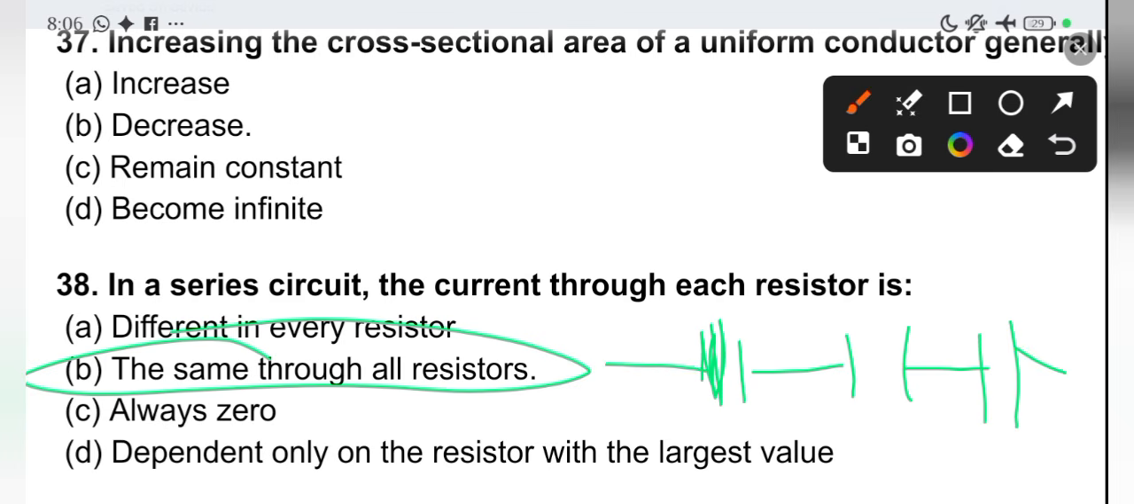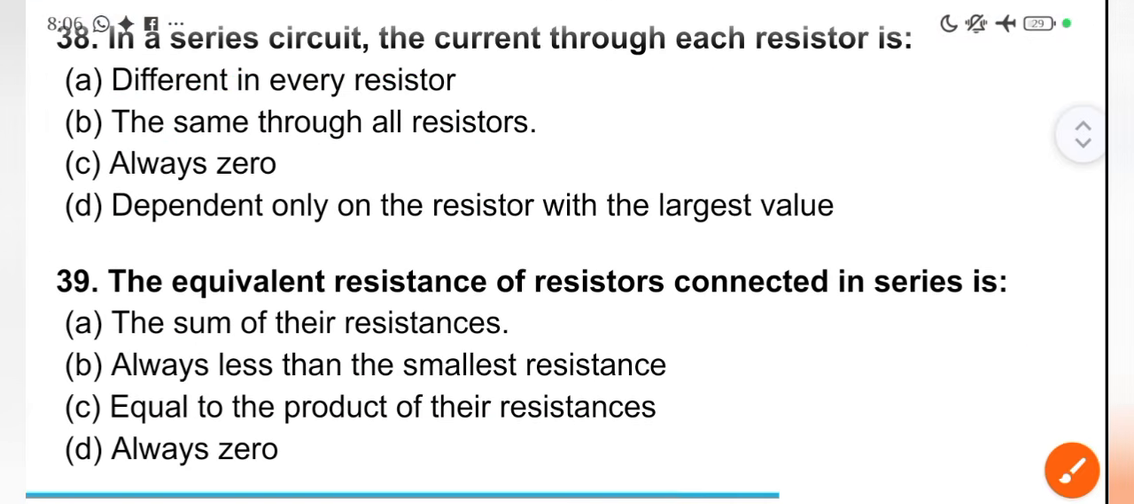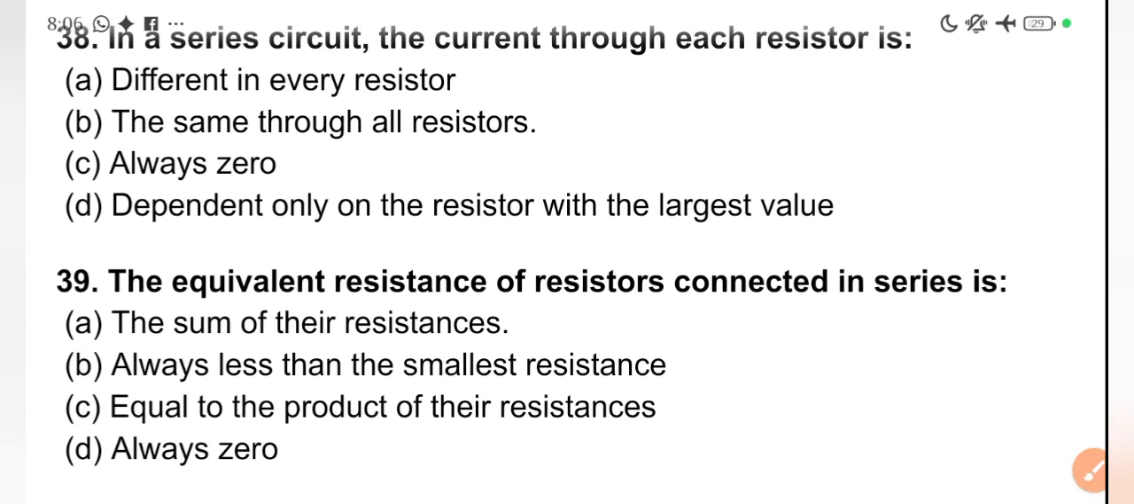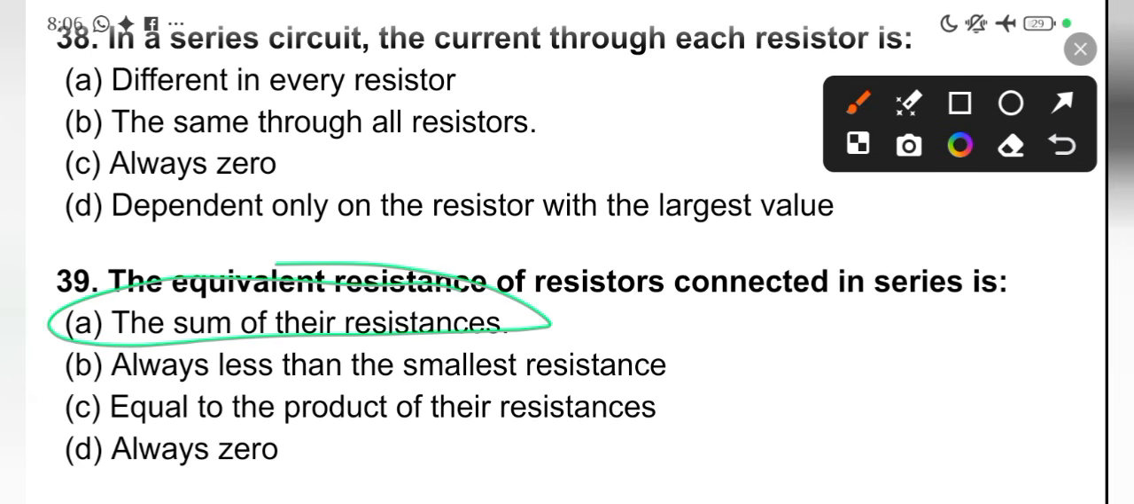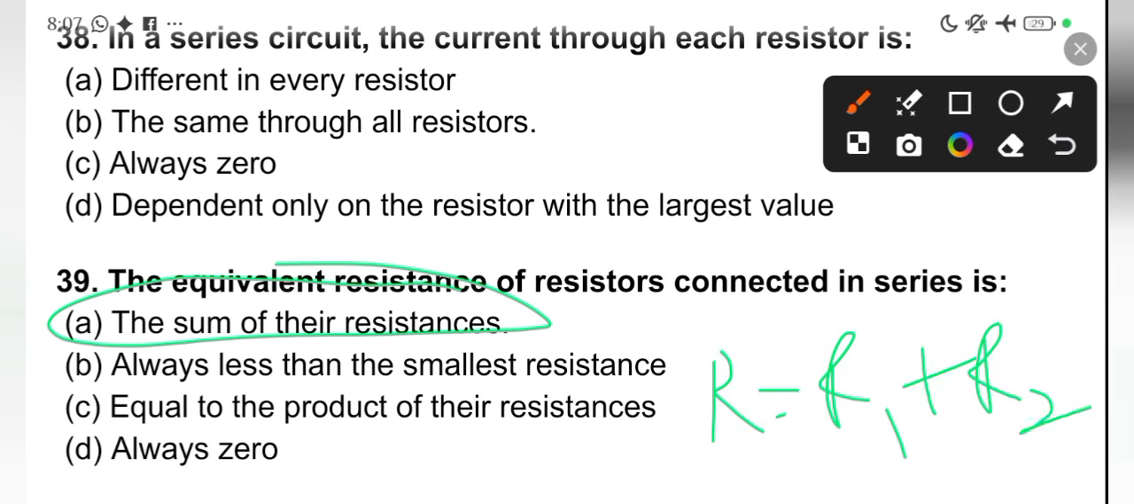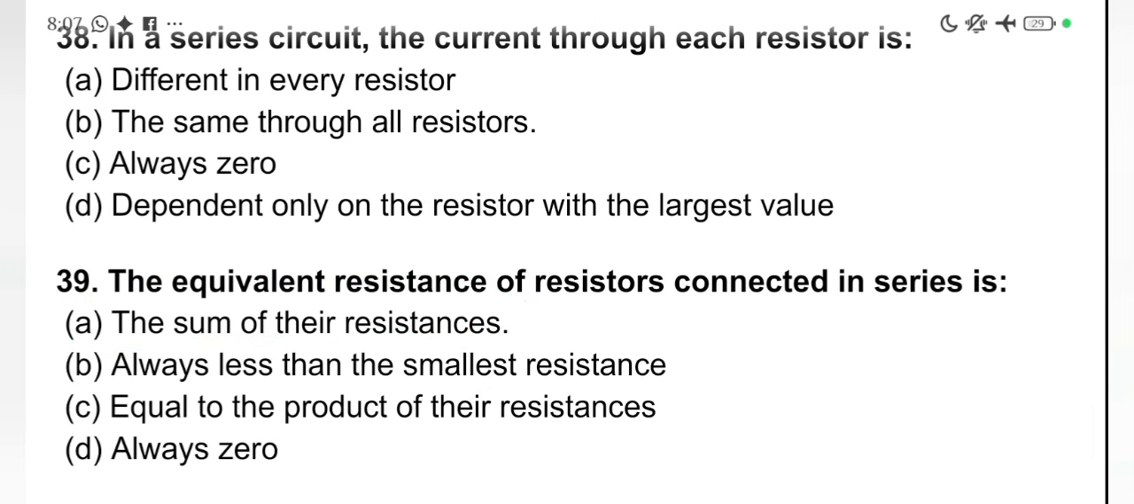The equivalent resistance of resistors connected in series is the sum of their resistance. In series you just do R equals R1 plus R2. Remember that, right? You just add them and you get the total resistance, or the equivalent resistance.